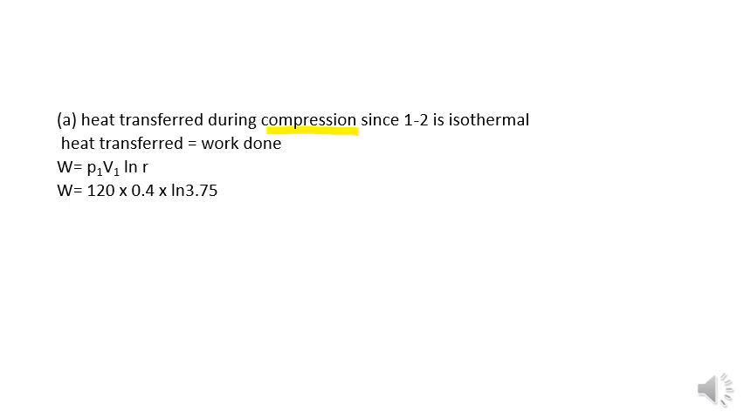So we calculate the work done during compression in the isothermal process. Here ln means nothing but log base e. So W is equal to 120 into 0.4 into ln 3.75, and we get 63.75 kilojoules, because we take the pressure in kilonewton per meter square. So work done is equal to 63.75 kilojoules.